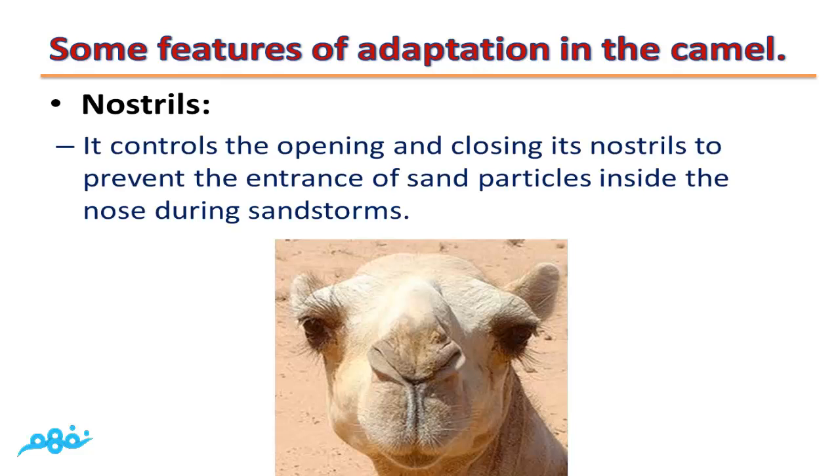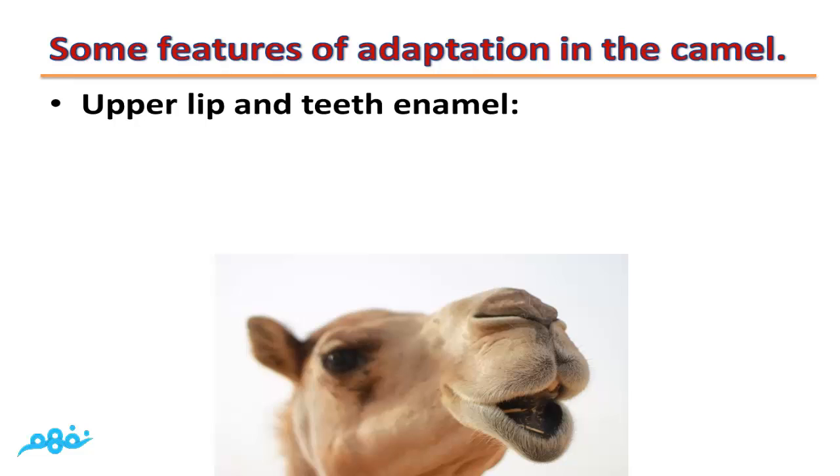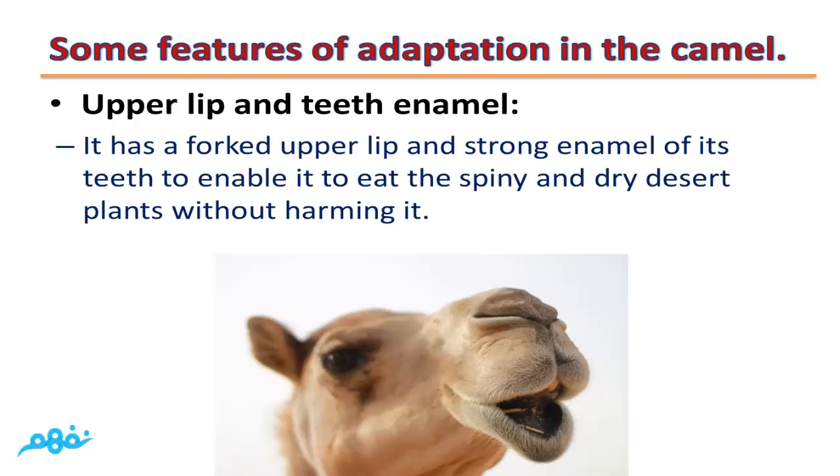Nostrils. It controls the opening and closing of its nostrils to prevent the entrance of sand particles inside the nose during sandstorms. Upper lip and teeth enamel. It has a forked upper lip and strong enamel of its teeth to enable it to eat the spiny and dry desert plants without being harmed.